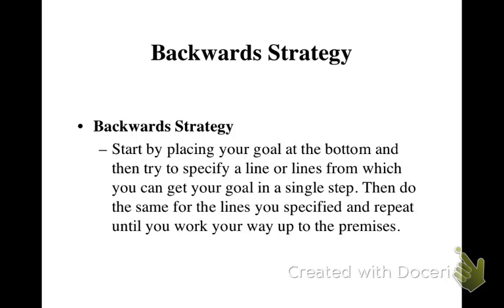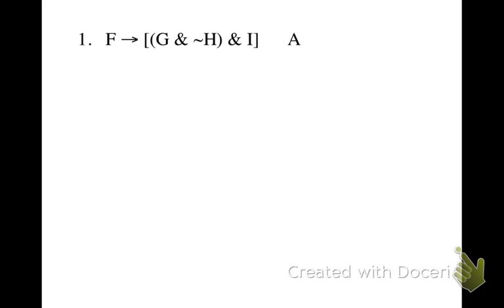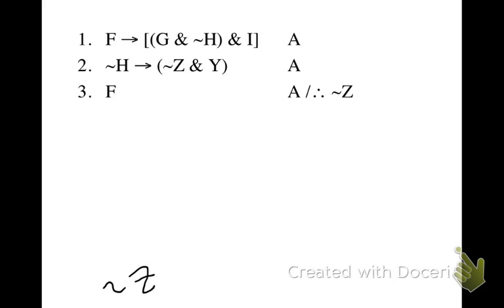Let's see how this works with an example. We're going to do the same proof that we did via the hammer strategy. We'll do it this time via the backwards strategy. So we start by placing our goal, the conclusion, at the bottom of the page. Now sometimes your goal might not be the conclusion. You might have some sub-goal that you want to try to get by the backwards strategy, and then you'll keep working backwards from there. But in this case, I'm going to make the goal the conclusion.